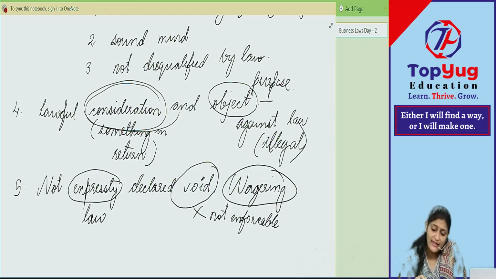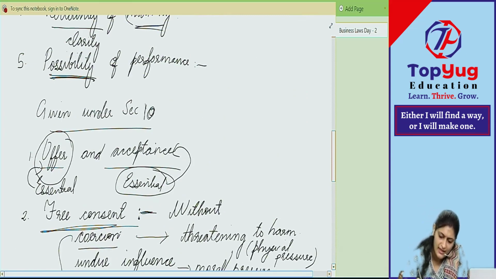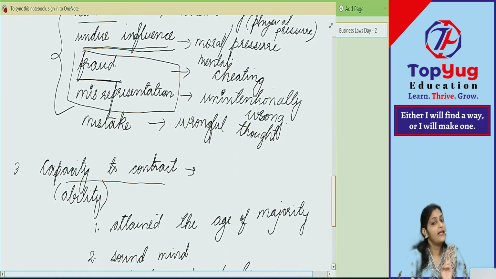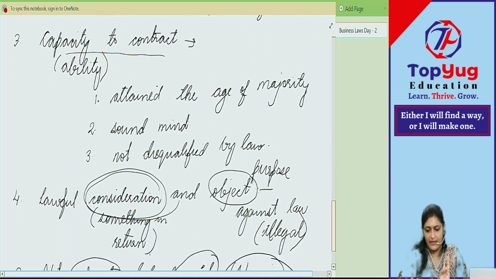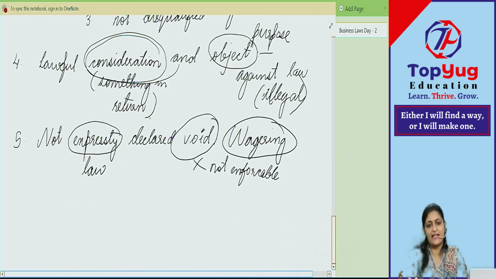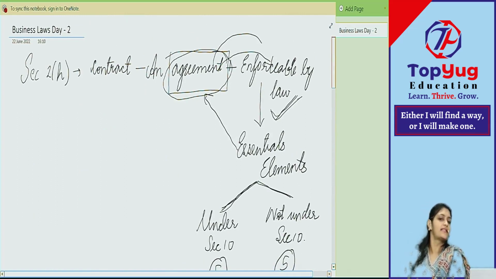Yes or no? So these are the 5 essential elements given under section 10. So tell me fast, what are the 5 essential elements given under section 10? Proper offer, proper acceptance, free consent, capacity to contract, lawful consideration and lawful object, not expressly declared void. So did you understand all the essential elements properly, those given under section 10 and those not given under section 10?